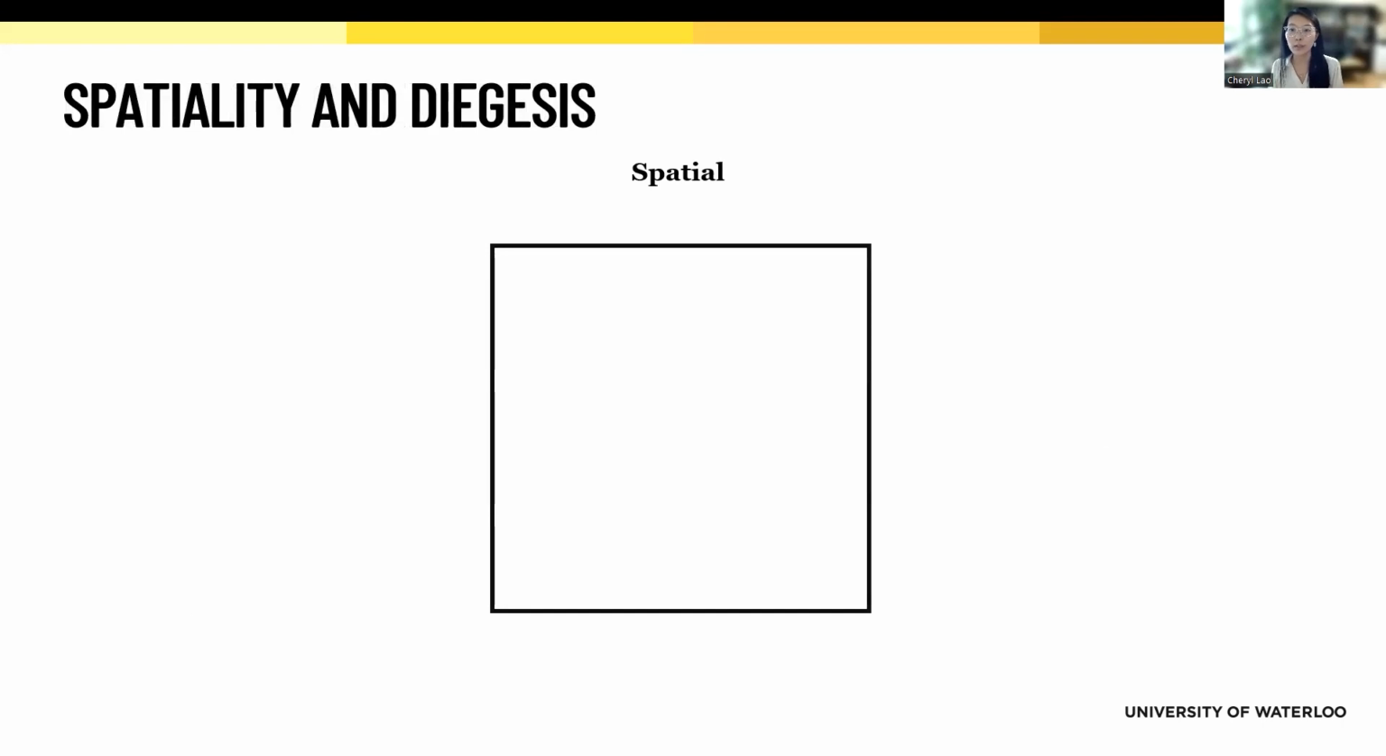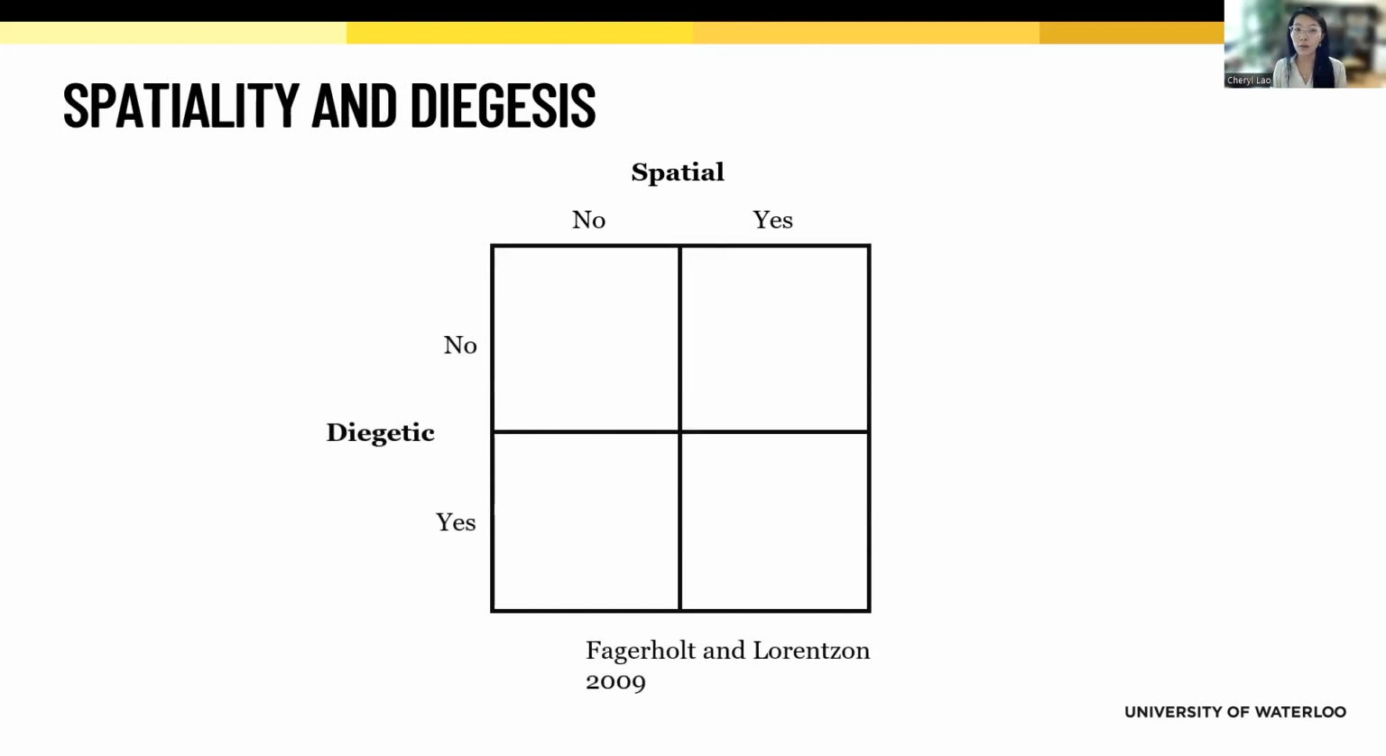Fagerholt and Lorenzen proposed a spatiality diegesis continuum that describes the user interfaces in 3D game environments, where one of the axes is spatiality. Spatiality is whether or not the UI element is visualized as part of the 3D space, the way that SAR content is. The other axis is diegesis, or whether or not the UI element exists in the fictional game world. The term diegesis actually comes from Aristotle and Plato, who used it to describe a storytelling technique where a narrator tells the story to the audience. Now it's used in games to describe situations where a piece of content is part of the narrative of the game.